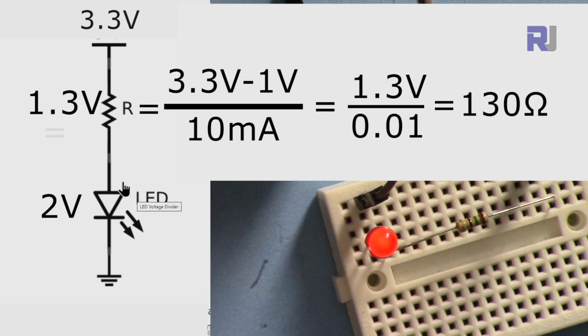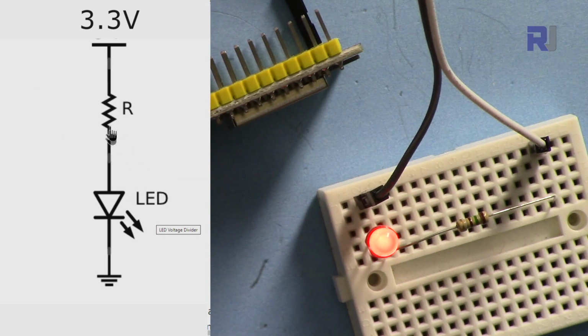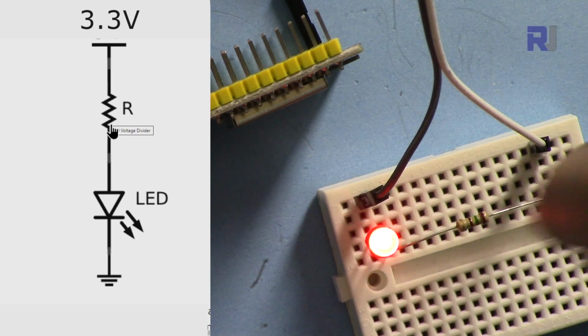Now by Ohm's law, R is equal to V over I, and the voltage is 1.3, since the LED takes 2 volts. The voltage 1.3 divided by 10 milliampere gives us a 130 ohm resistor here. So if we put a 130 ohm resistor, 1.3 volts will be here and 2 volts will be here, and the LED will light properly. Of course you can put higher resistance here, but the LED will not turn on as brightly.